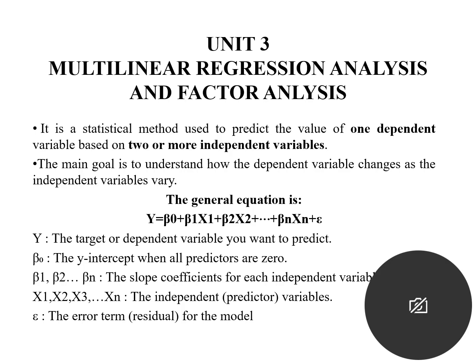Y is the target or dependent variable you want to predict. Beta 0 is the y-intercept when all predictors are 0. Beta 1, beta 2 up to beta n are the slope coefficients for each independent variable. X1, X2, X3 up to xn are the independent variables, otherwise known as predictor variables. Epsilon is the error term, otherwise known as residual for the model.